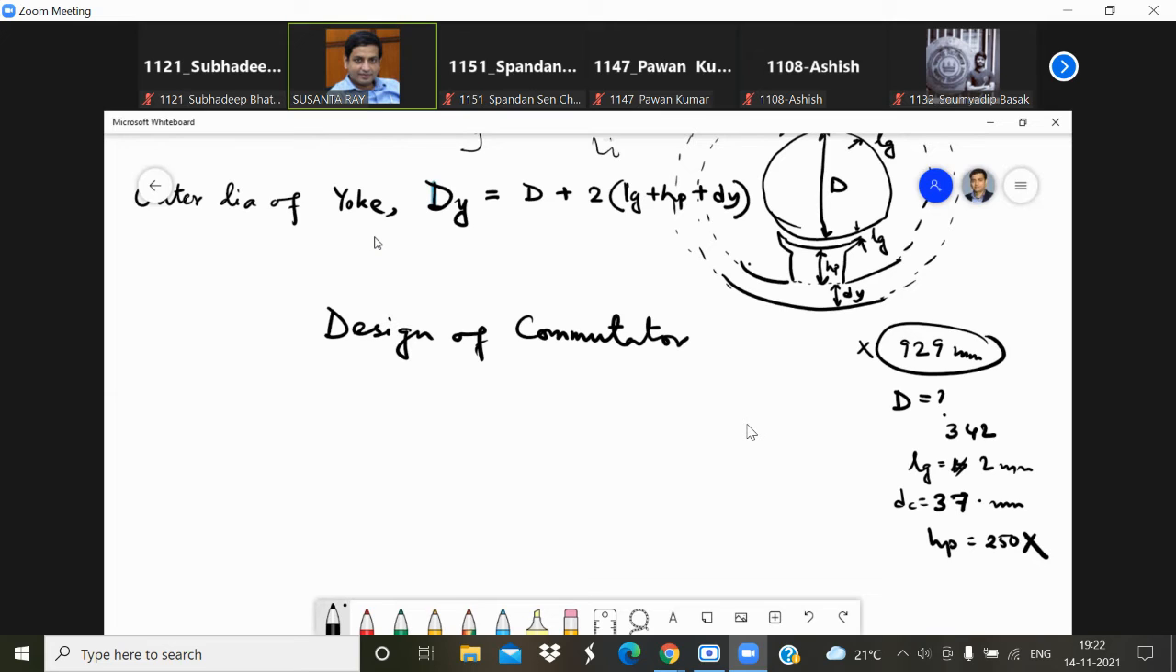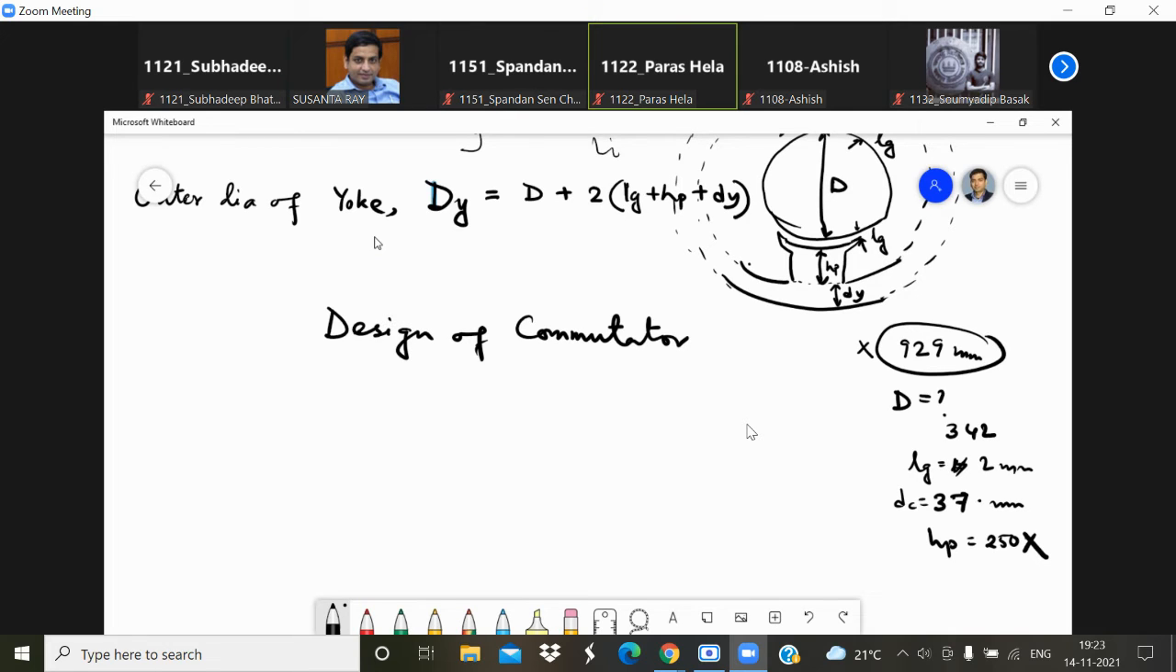Okay, so the commutator diameter, first you have to take that, you can take 80% of the armature diameter or 70% of the armature diameter. Okay, 70 to 80% you can take the commutator diameter.